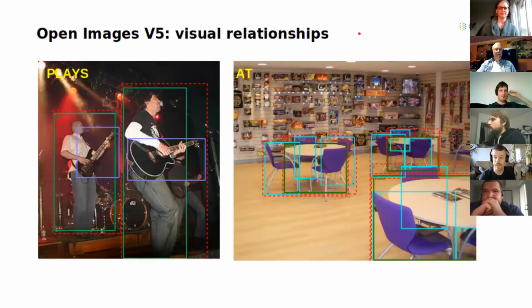Here are the visual relationships. I don't think this is a big data set, but it's certainly interesting. Here we have an example of guitars and people, but they're not just guitars and people happening to be in the same image. There's some relationship here: the people are playing guitars and these chairs are at tables. There was a competition related to the visual relationships that we won't talk about today, and I didn't read about, so someone could present two weeks from now.